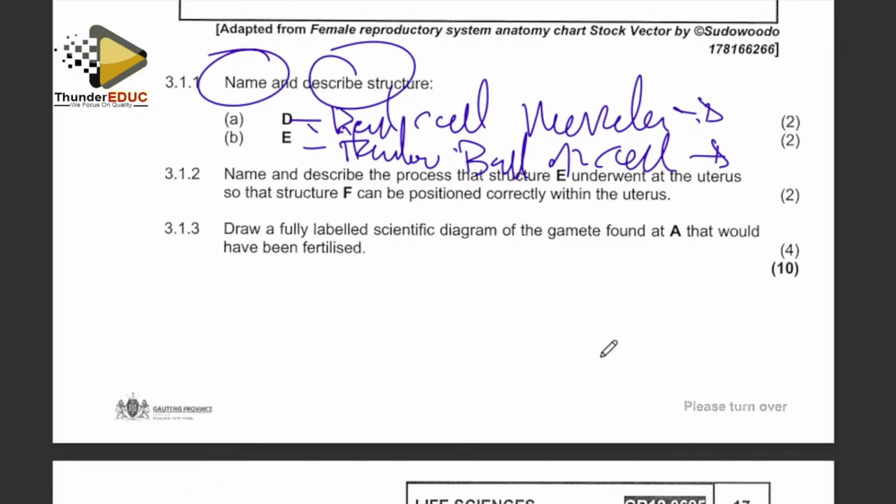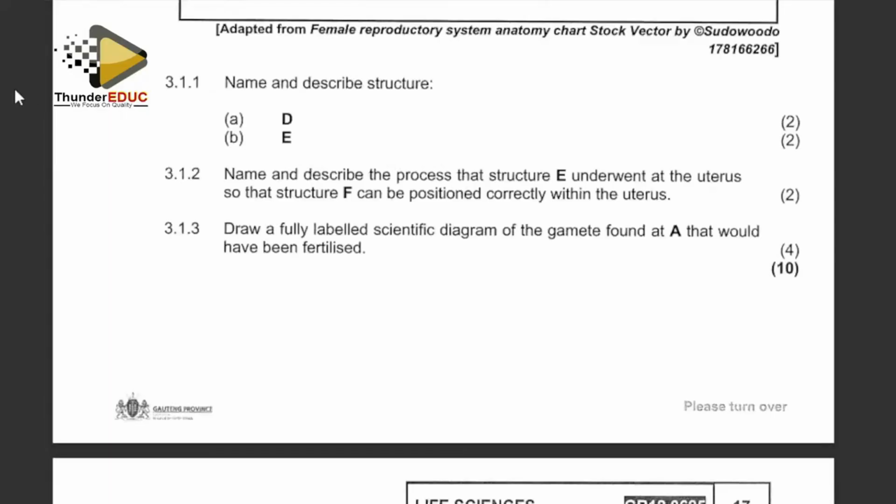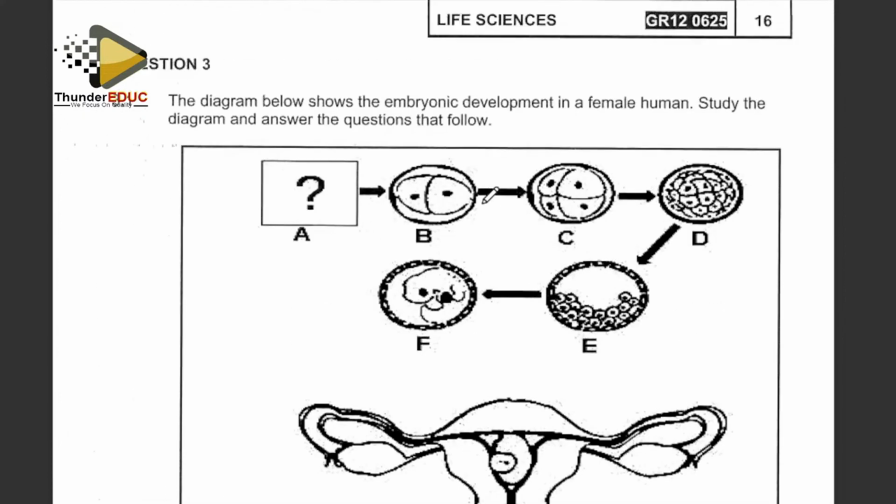So, name and describe the process that leads to... What are they talking about? Let me clear up, guys, so that I'm able to see properly. They're saying name and describe the process that structure E underwent at the uterus so that structure F can be positioned correctly. Oh, which one is that?